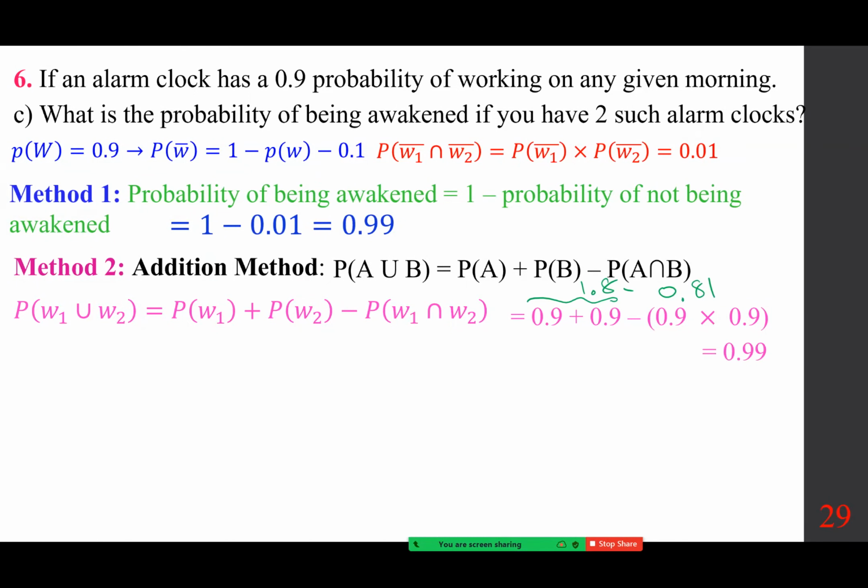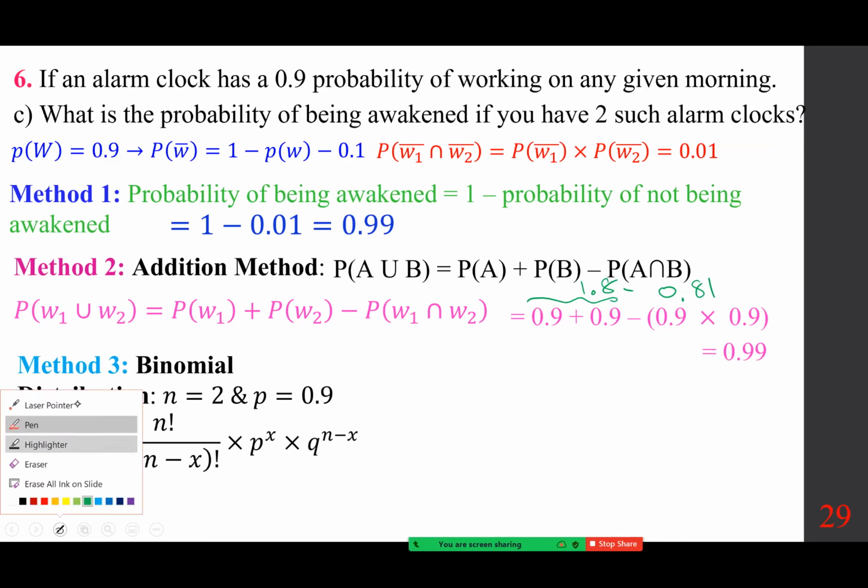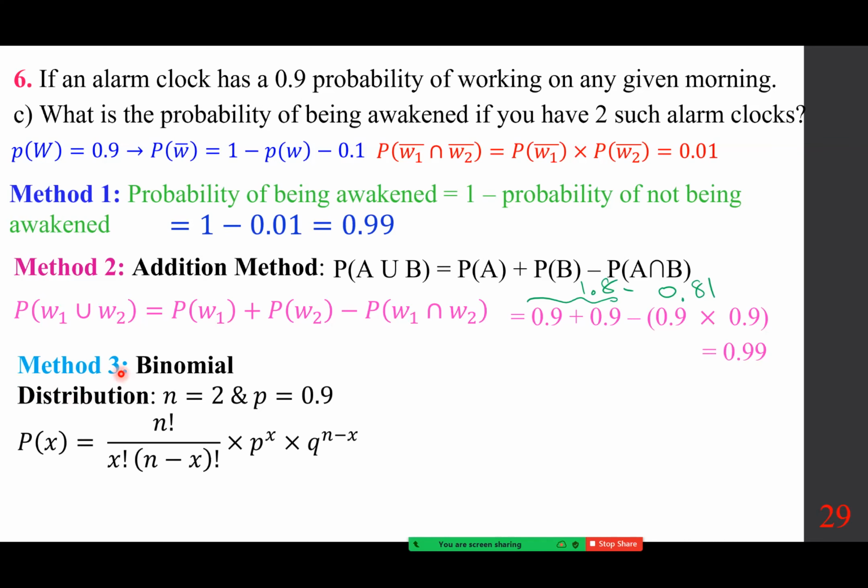There's a third method. I want you to be exposed to all the ways that we can handle this. It's a binomial distribution simply because there are two outcomes. It will work or it will not. How many alarm clocks do we have? 2. What is the probability that it will work? 0.9 or 90%. So what formula are we using?